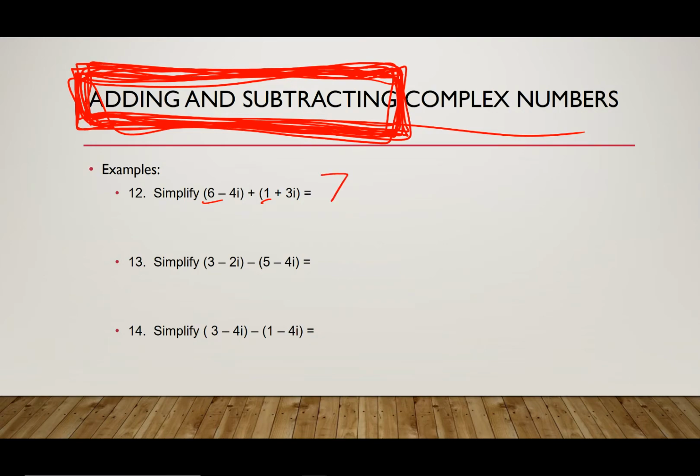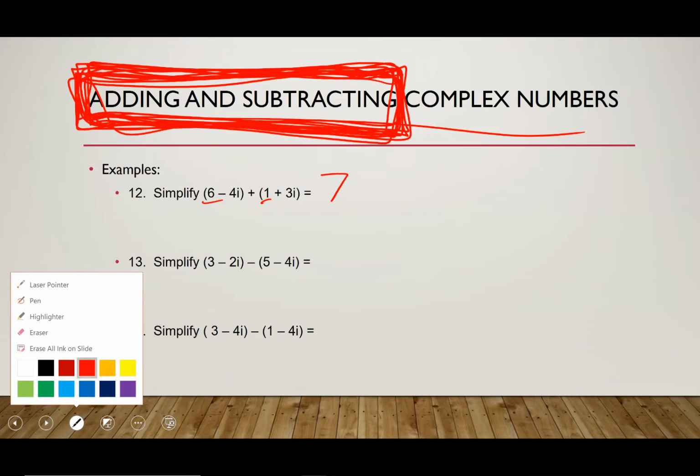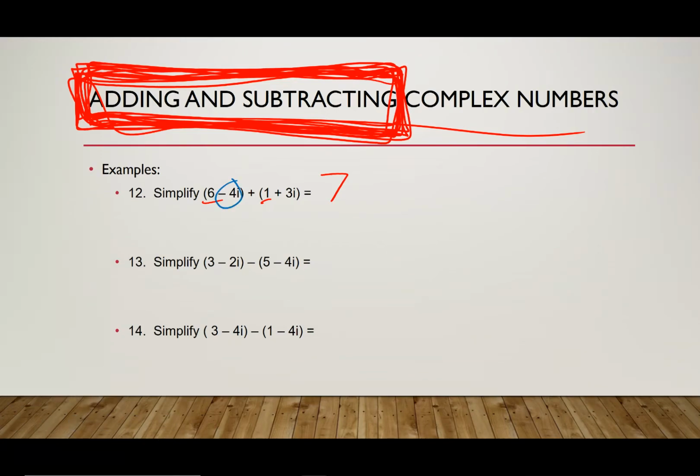Let's use a different color here. Negative 4i plus 3i. So negative 4 plus 3 is what? Negative 1. So we have negative i. So 7 minus i. That is the answer. So you're just combining the real parts, combining the imaginary parts, just like combining any kind of like terms, and that's it. So number 13.